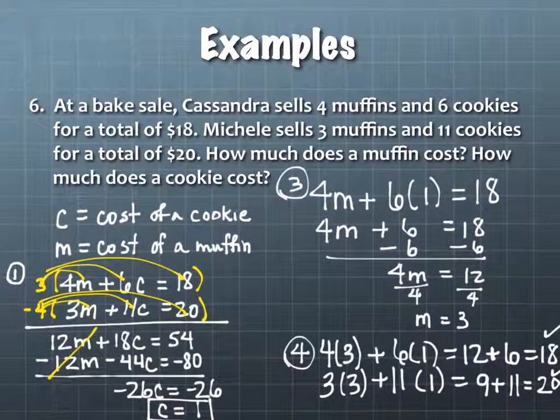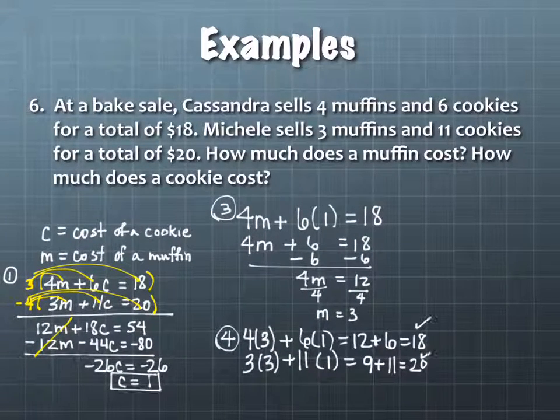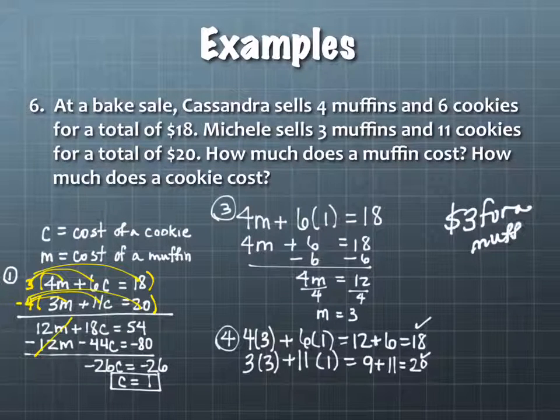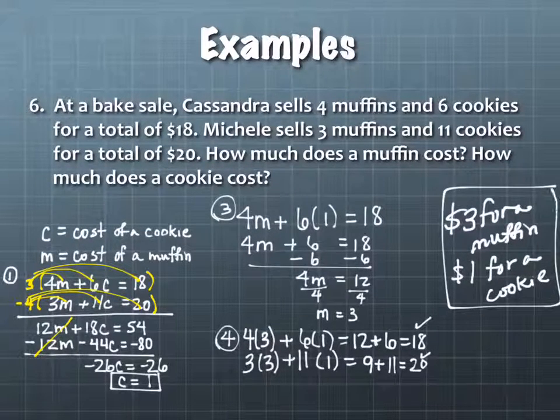How do I write my answer? $3 per muffin and $1 per cookie. Okay. So $3 for a muffin, $1 for a cookie. Does it matter how you write it? Like, can I put muffin costs $3? That's fine. Sure. But you can't just write down muffin 3, cookies 2. Okay? That you can't do. So, yeah, there's some flexibility there.